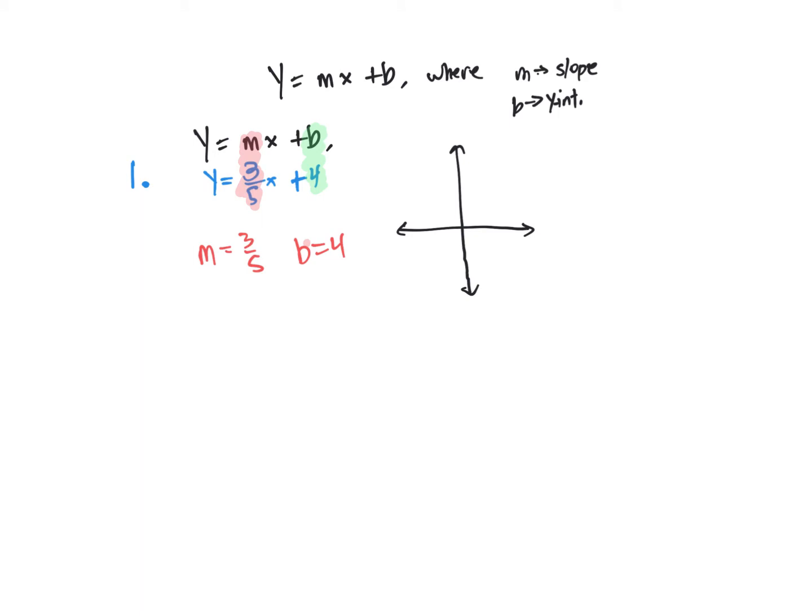So graphically, what that means is that I have a y-intercept at 1, 2, 3, 4. I have a point at 4 on the y-axis, and I have a slope of 3/5. So I'm going to go up 3 and then right 5 to graph another point and draw a line.